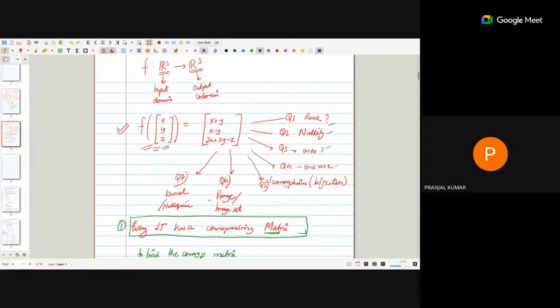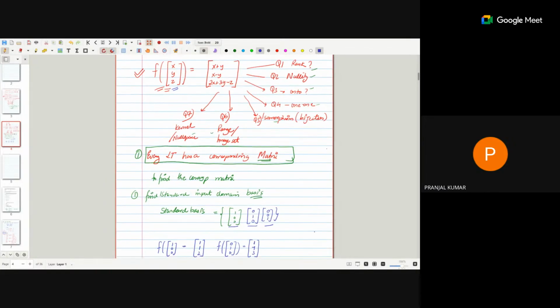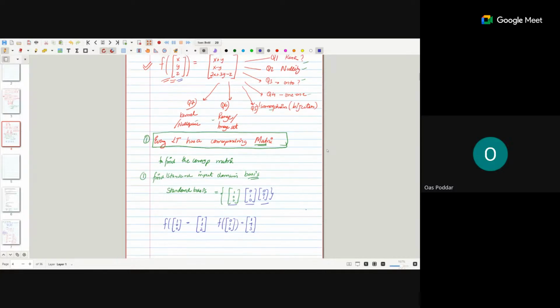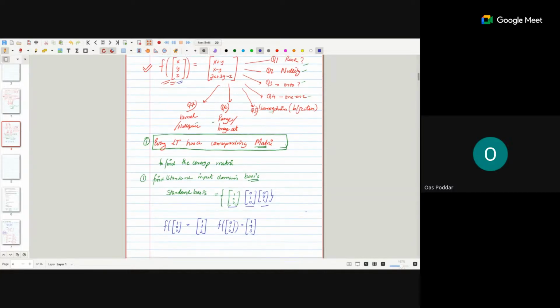Okay, from this again I am repeating. Let me zoom out so you can see it. It is written in the first line, every LT has a corresponding matrix. Can you read it? Every linear transformation has a corresponding matrix associated with it.